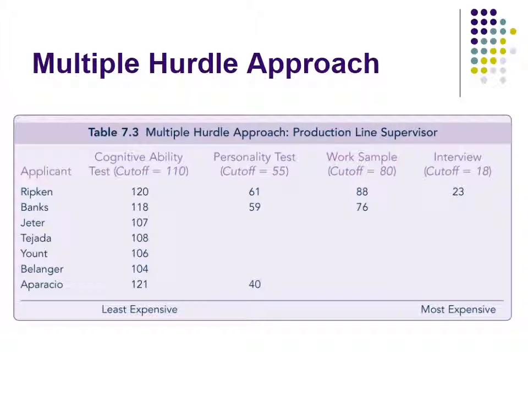In this case, the cutoff's a 55. Again, anyone that got below a 55 does not take any additional tests. That gets us down to 2. The work samples test has a cutoff of 80. Both of them had the personality cutoff and the cognitive cutoff. And again, only one person actually had the work samples cutoff. At that point, they then go on to the interview. If they pass the interview, they're hired. It also, again, goes from least expensive to most expensive.